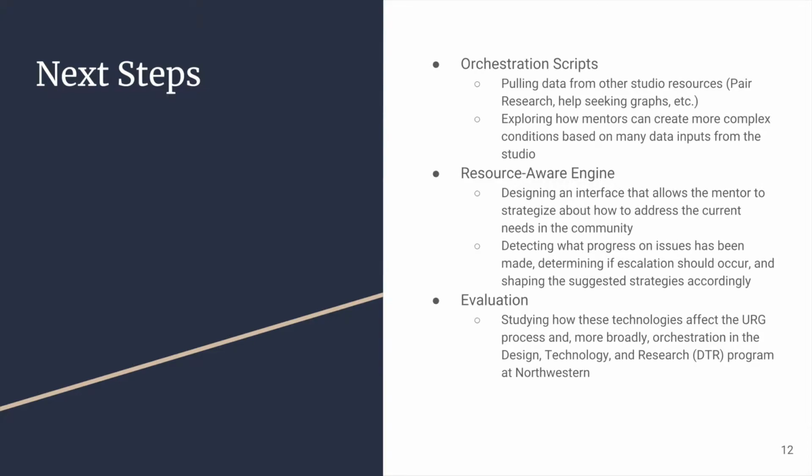For the resource-aware engine, the next part would be to allow a mentor to strategize about how current needs in the community can be addressed. And so we must design an interface for showing what happens if you run a certain strategy and what burden that would create for each individual resource that we have. Additionally, we want to start detecting progress on issues and determining if escalation should occur or not. And finally, we want to evaluate how these systems actually affect an ARS community.